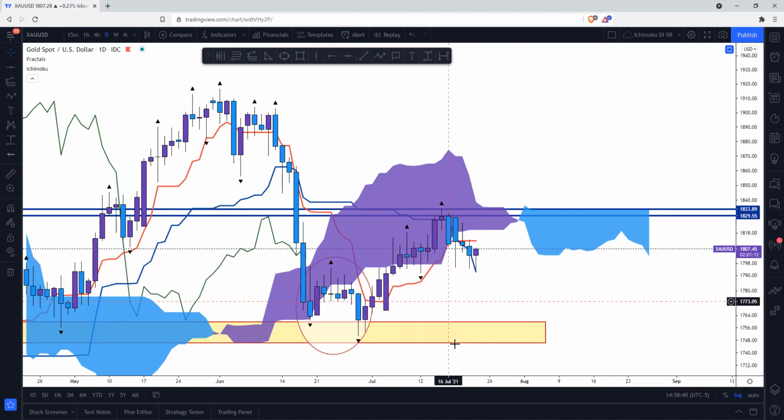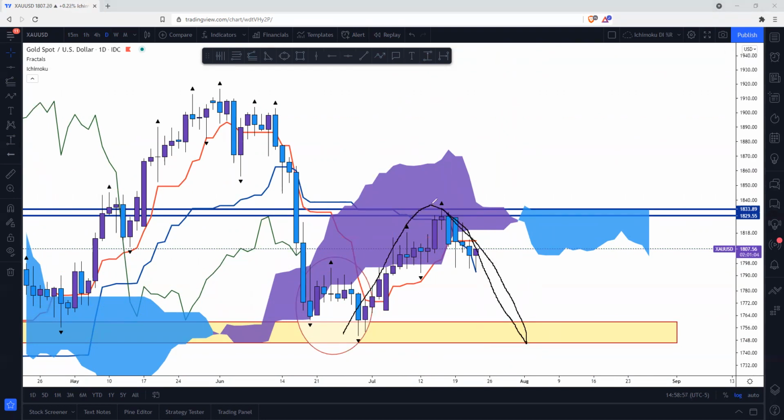Otherwise, if that's not the case, you're going to have price fall back down into this zone and make a V wave, and that would be here. That's the ugliest V wave I've ever seen, but it's something like that. So that's just something to take note of.